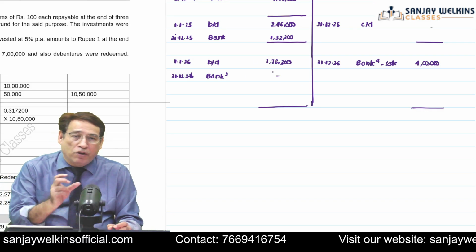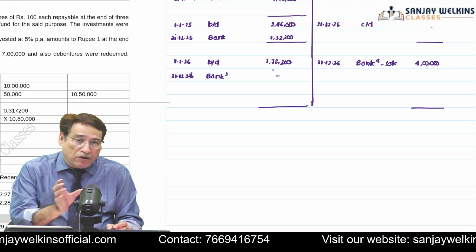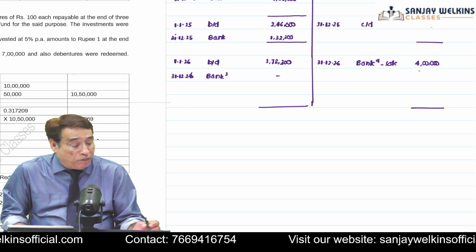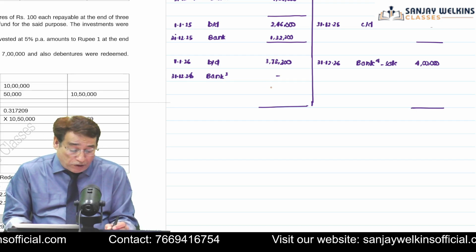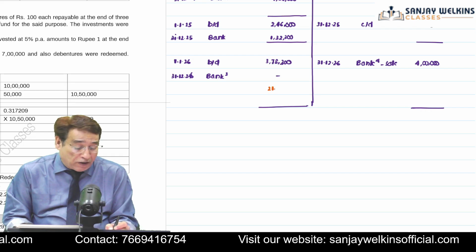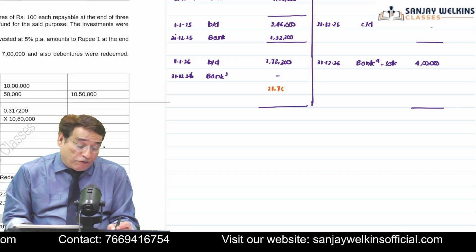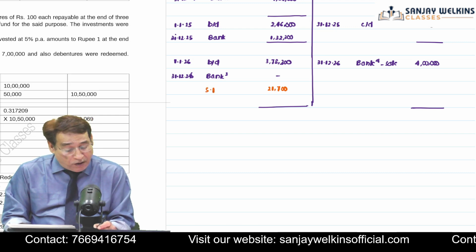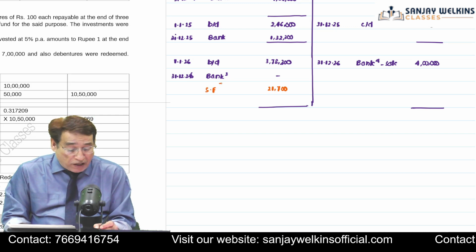You had total investment in your hand to the extent of 3,78,300 and you sold it out for rupees 4 lakh. Obviously there will be some profit, and the profit will be equal to 21,700. And this profit will be transferred to sinking fund account. Sinking fund account. This is my fifth step.